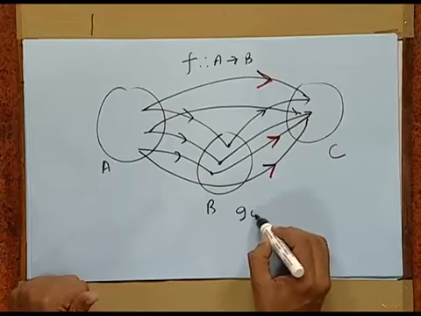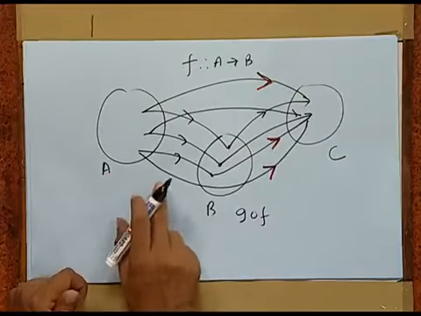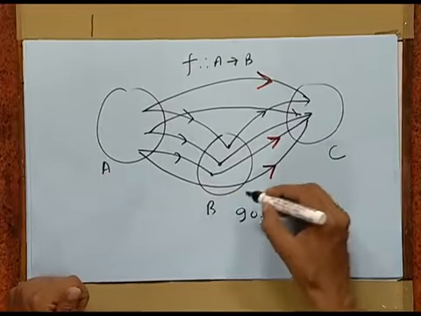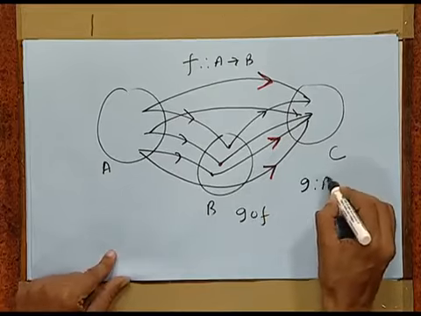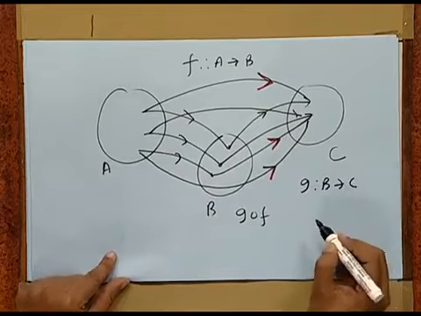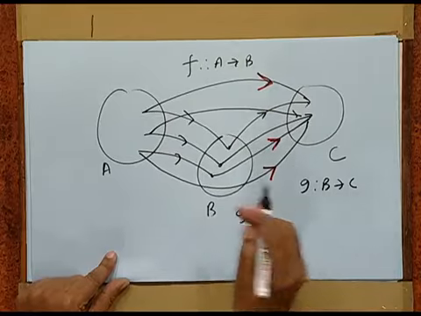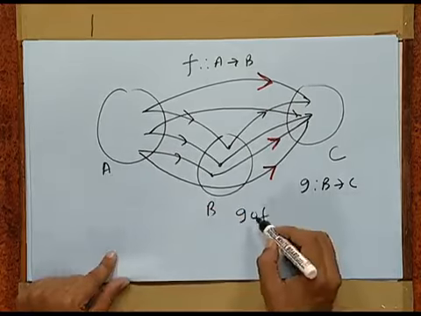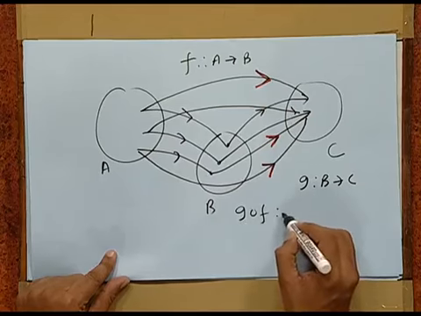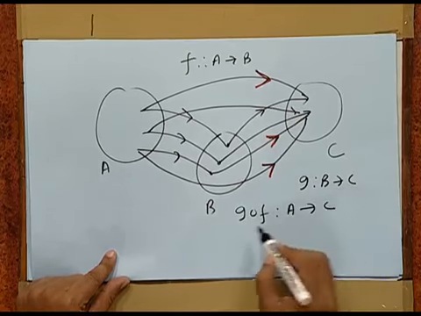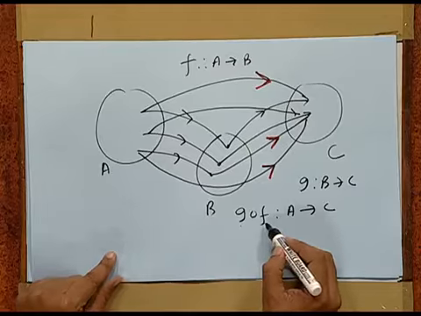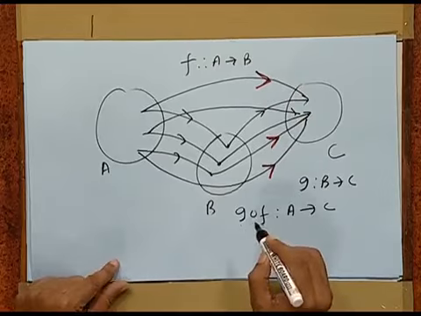This is called GOF. We had a function from A to B, that is f. Then we have a function from B to C, that is g. And eventually these two functions put together is a function from A to C called GOF. This GOF is called the composite of functions f and g in this order.